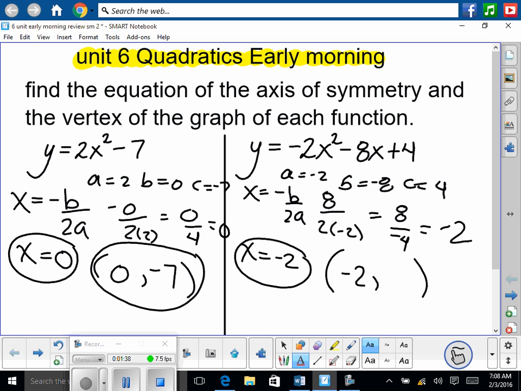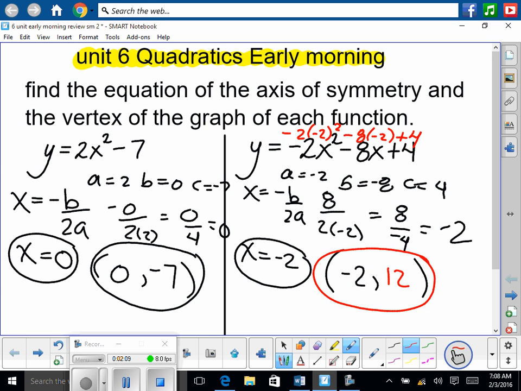Let's plug it in. We'll be really careful, because we'll have to type it in, so we have negative 2, and then we're doing negative 2 squared minus 8 times negative 2 plus 4. So we'll type it in just like that. Yes, 12. Just make sure real quick. 12, good. So that's how you'll do those.